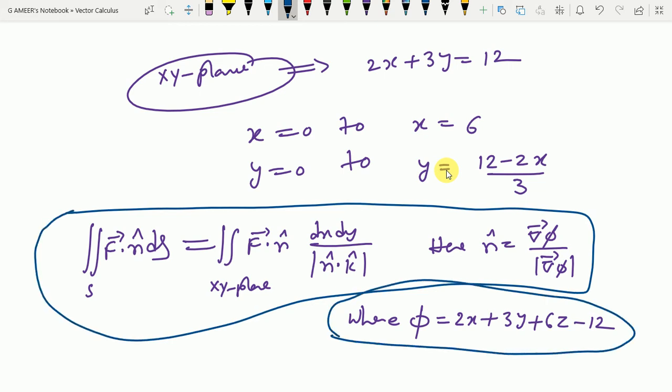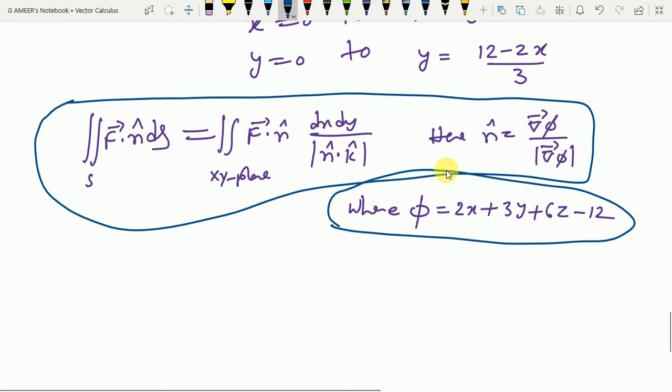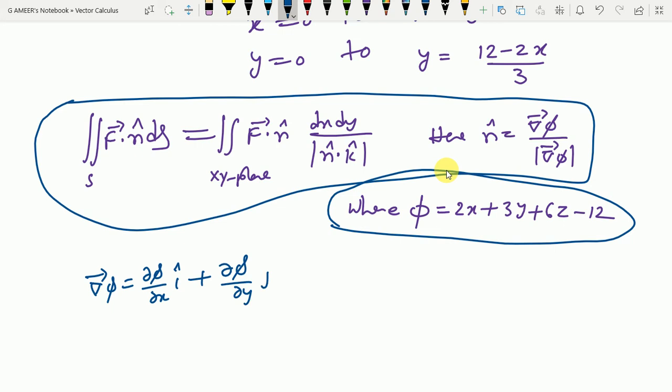Now first you need to calculate the n cap. n cap means we need to find the gradient of that function. The gradient of phi is dou phi by dou x i cap plus dou phi by dou y j cap plus dou phi by dou z k cap. If we do this, obviously we get 2 i cap plus 3 j cap plus 6 k cap.